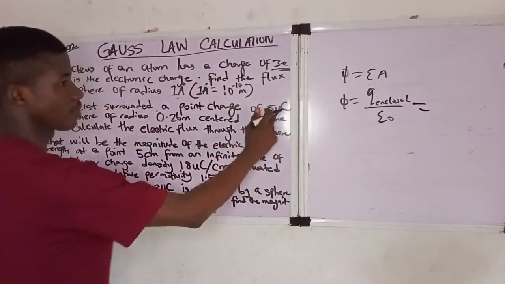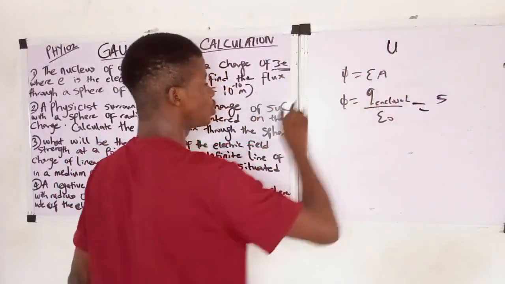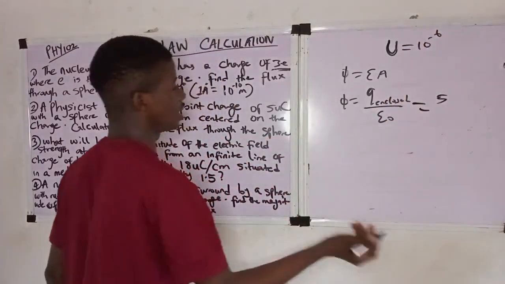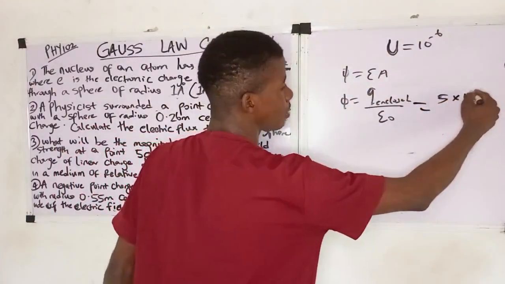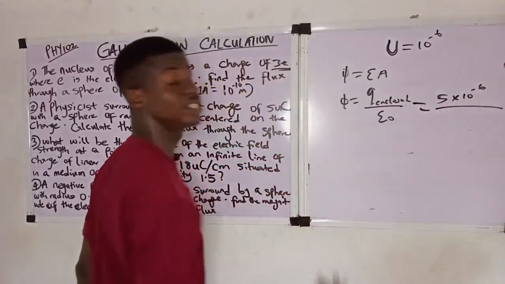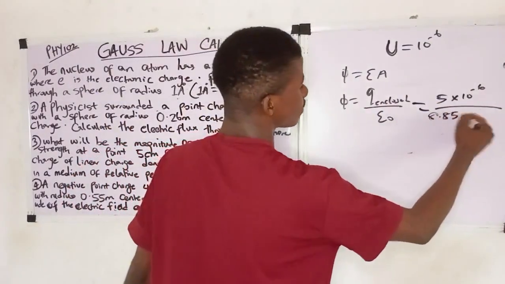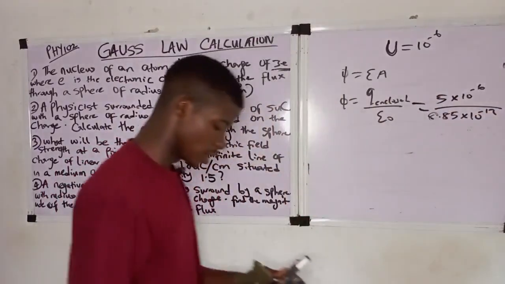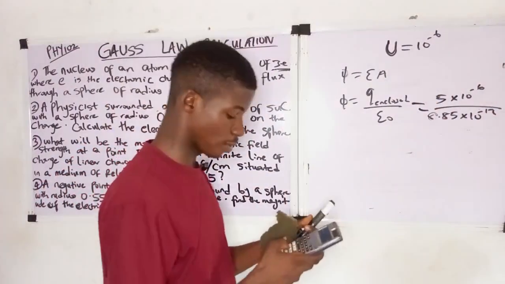In the question, look for your charge. Where is your charge? 5 microcoulomb. Now, what is micro? This µ is known as micro, which is 10 raised to power minus 6. So our charge is 5 times 10 raised to minus 6, divided by the permittivity of free space. The value of permittivity of free space is 8.85 times 10 raised to power minus 12. If you divide everything, you get your answer. So let's do it. It will be 5 times 10 raised to power minus 6 divided by what?